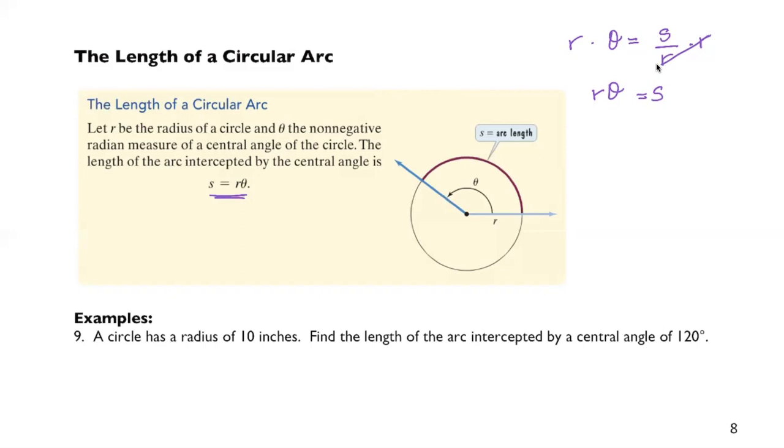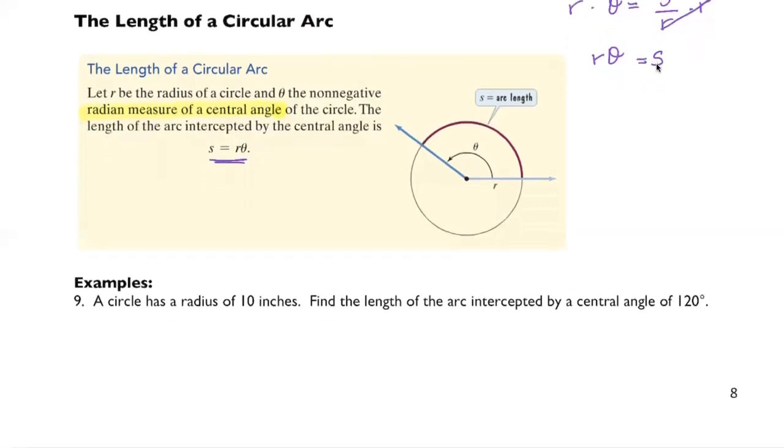Here's what's really important about this formula that you want to make sure you notice: the measure of the central angle must be in radians. This formula does not work with degrees. So in number 9, they've given us degrees, and that's the issue. It says a circle has a radius of 10. Find the length of the arc intercepted by a central angle of 120 degrees. The first thing that we have to do then is convert 120 degrees into radians.